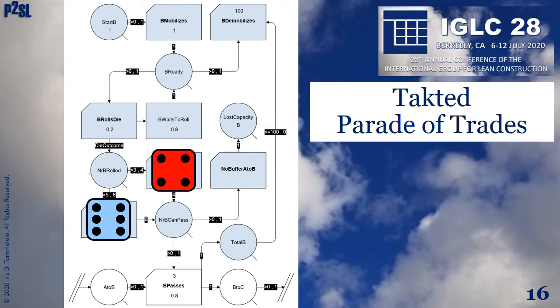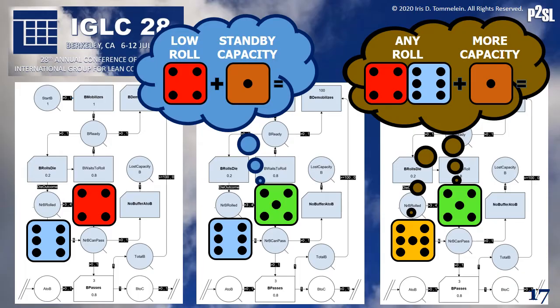Now let's insert the die that B brought to the project. 4-6 is their process capability. And let's say that 4-6 is also the process capability of all other trades. With this model now, we can experiment and compare scenarios.